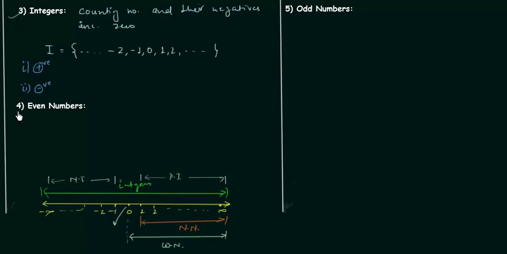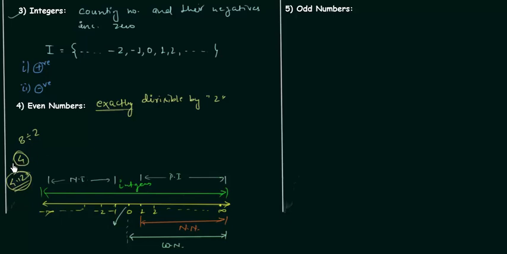Now we will move to fourth type, even numbers. Even numbers are the numbers which are exactly divisible by 2. So numbers which are exactly divisible by 2 are called even numbers. Now what do you mean by exactly divisible? When you divide 8 by 2, you are going to get 4. So 4 is an integer. We don't have 4.123, something like this.